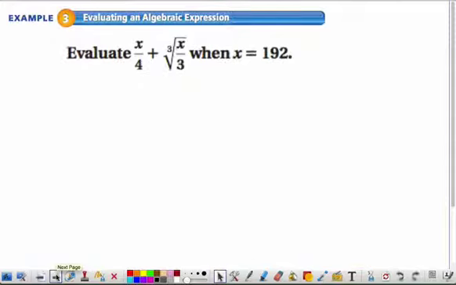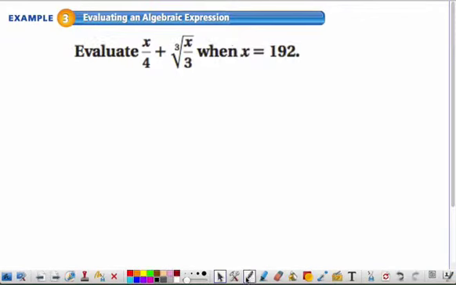Now, on our last example, we're going to do evaluating an expression. Remember, this is just an expression because there's no equal sign in it. We just have x divided by 4 plus the cube root of x divided by 3. It's not equal to something. We're not having to solve an equation across the equal sign. So they tell us that x equals 192, and we're going to plug that 192 into our expression.